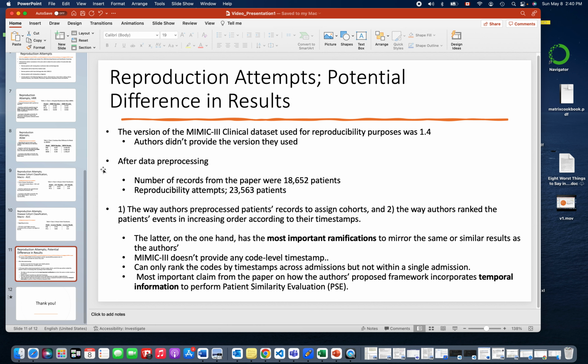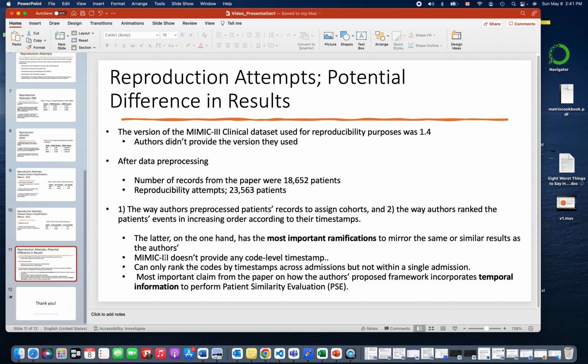The first is the way the authors preprocessed patient records to assign cohorts; I didn't really have any guidance on how they did it. The second is the way authors ranked patient events in increasing order according to their timestamps. This is huge for me in regard to how I came up with my results. The MIMIC3 doesn't provide any code level timestamp. I can only rank the codes by their timestamps across admissions, but not within a single admission.